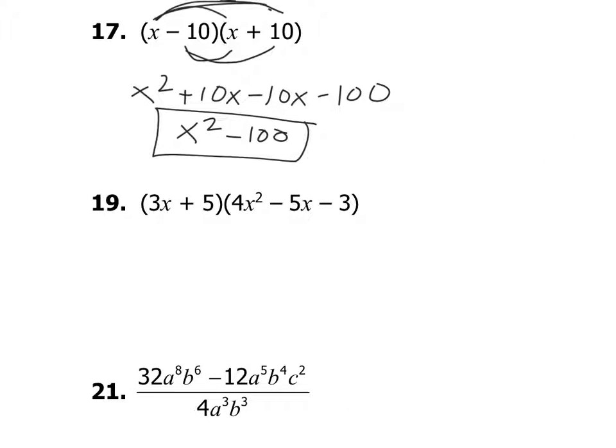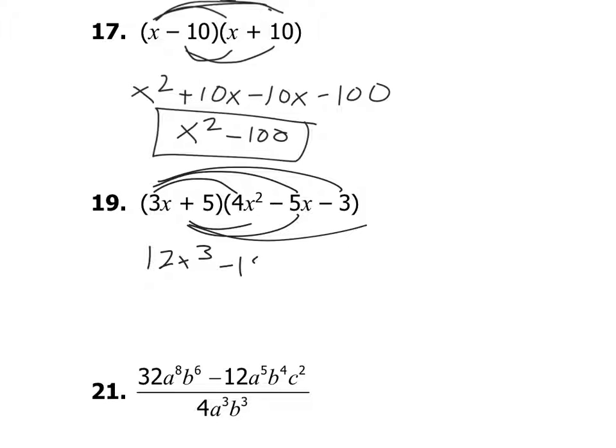All right, here's another one where we're multiplying a binomial by a trinomial, so you have to distribute everything. So that would be 12x cubed minus 15x squared minus 9x plus 20x squared minus 25x minus 15.